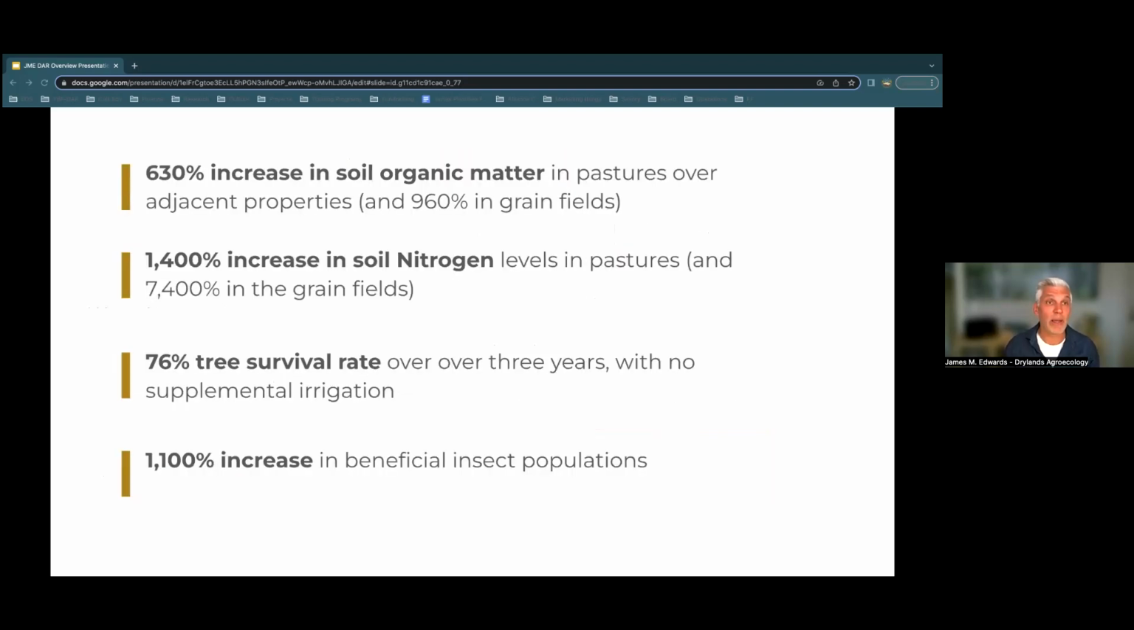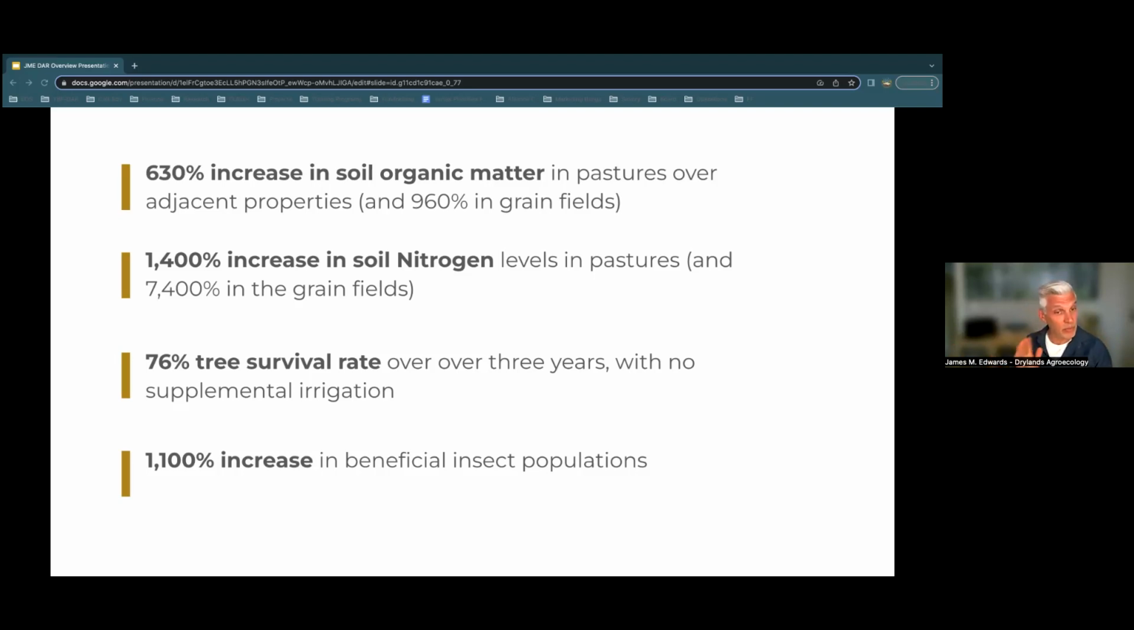So what have we seen so far? A 630% increase in soil organic matter in our pastures on average, compared to adjacent properties where nothing has been touched. And in our grain fields, where that black rich soil was, we're looking at a 960% increase in soil organic matter. We're looking at a 1,400% increase in soil nitrogen, a 76% tree survival rate across all our sites over the last 3 years. We did slightly better at Elk Run Farm, but as we've increased the intensity of our interventions, we seem to have lost a little bit. So that's something for us to look into.